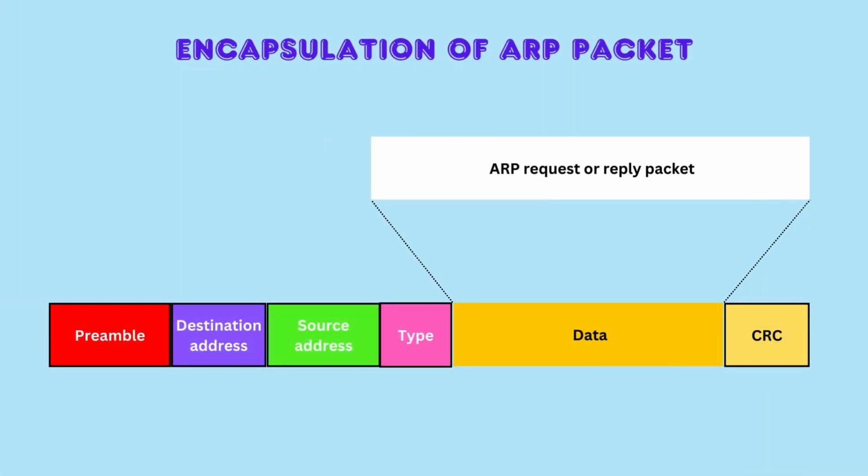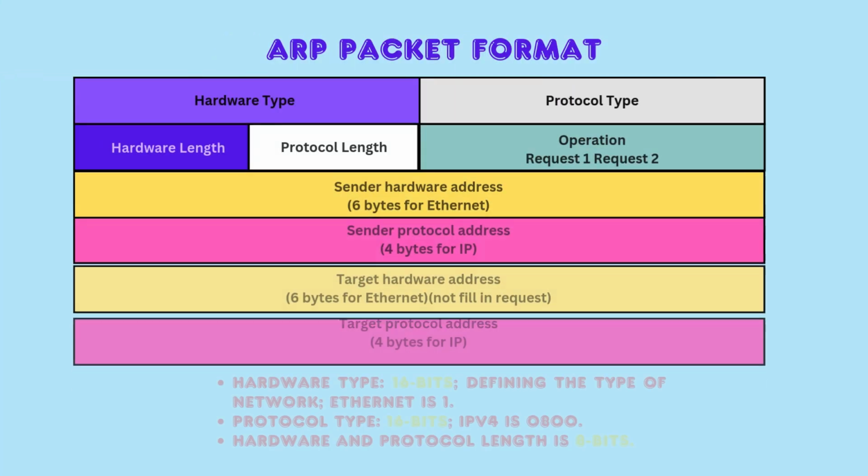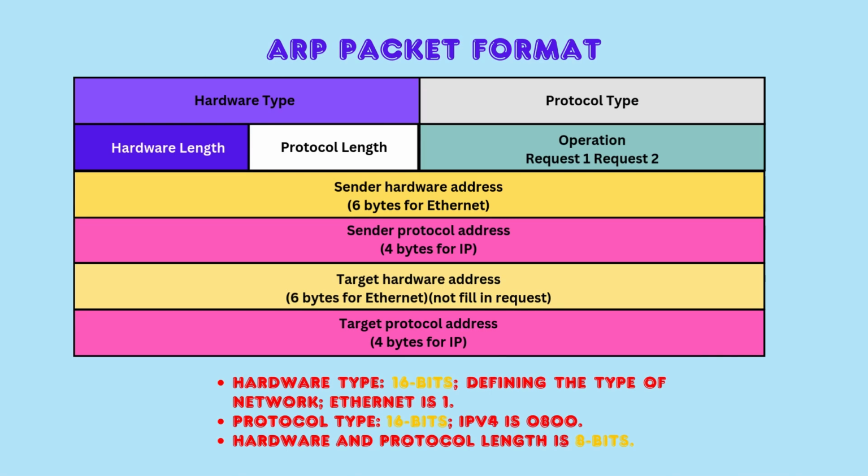R7 sends an ARP request to resolve the IP address of the client into its corresponding MAC address, ensuring the data packets are directed accurately to the client's physical network interface. Now, let's take a closer look at the ARP packet format.